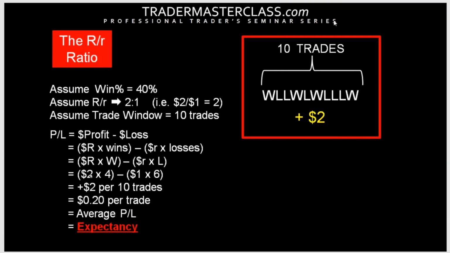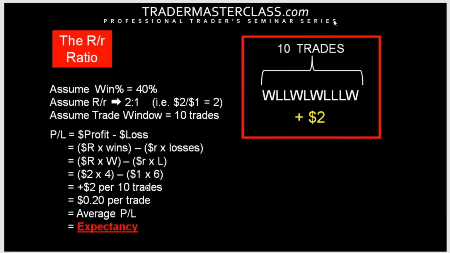So each time you win $2, and let's assume that you have a 40% win rate. Out of 10 trades, you win 4 times. That's a 40% winning percentage. You lose 6 times, total 10 trades. Each time you win $2, each time you lose $1. If you do the mathematics, 2 times 4, you win $8, but you lose $6. Overall, for every 10 trades, you experience a gain of $2.